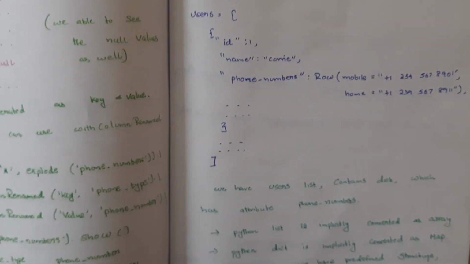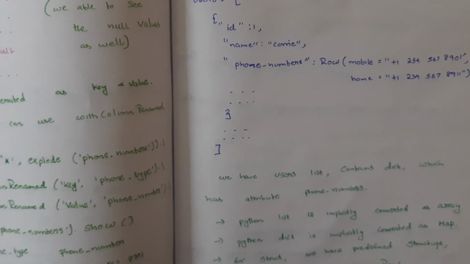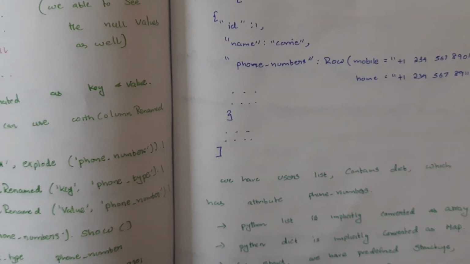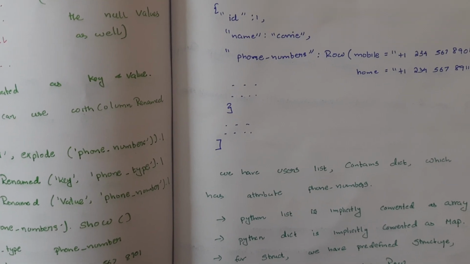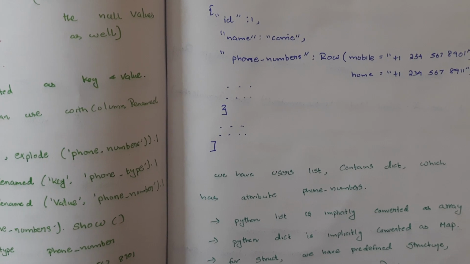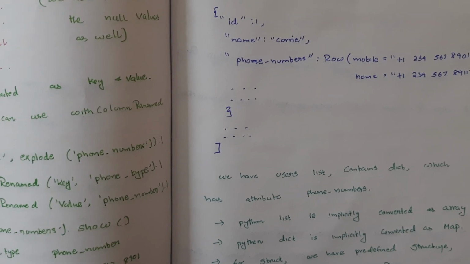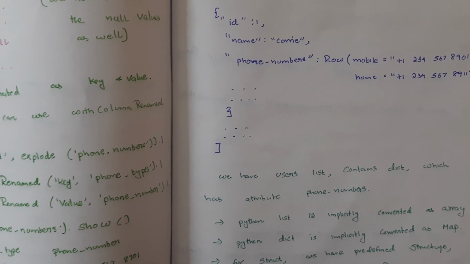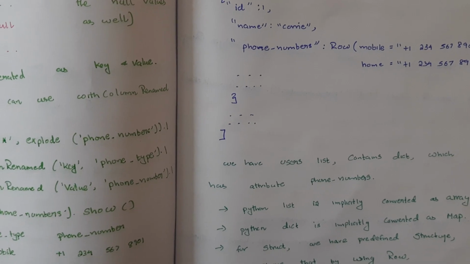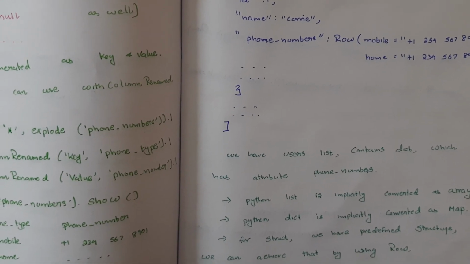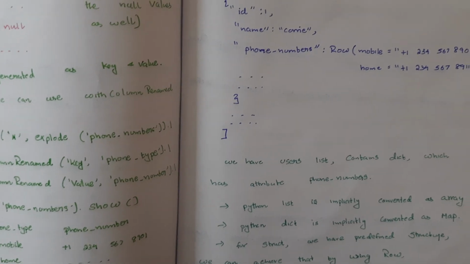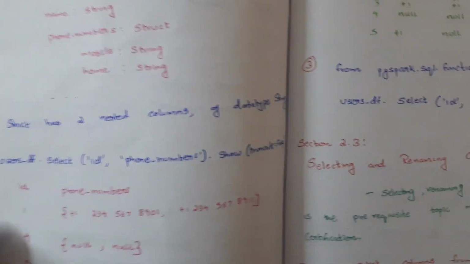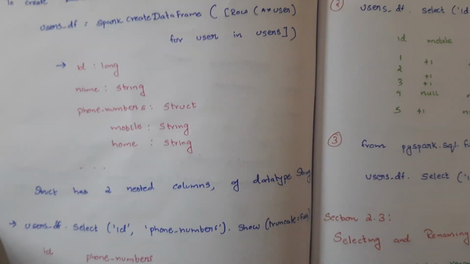So we have a users list here which contains data, a dict, which has the attribute phone number. The Python list is implicitly converted to an array, as we have seen in previous sessions. Similarly, the dict is converted to a map. For a struct, we have to predefine the structure. One way to predefine the structure is using the Row module here. That's what we have done here, and we'll see how to create a data frame on top of that.